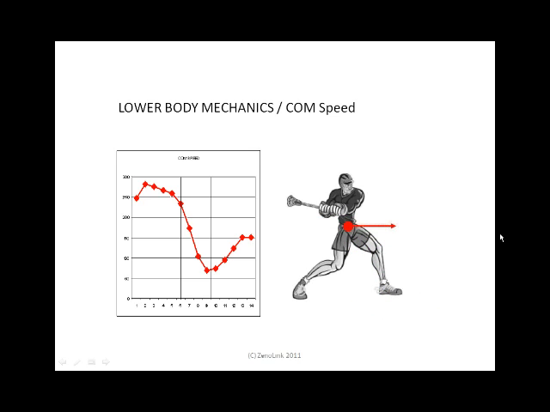One of the things you'll find at high-level lacrosse is that the ability to control their center of mass is absolutely critical, and their ability to decelerate their center of mass quickly relates to speed output and explosiveness or quickness. What we're looking at in this graph, from the point of foot contact to just right at release, is a massive deceleration in the forward movement of the center of mass.